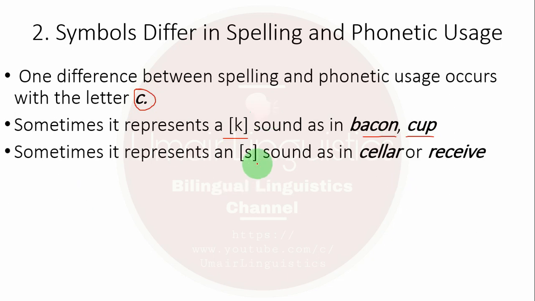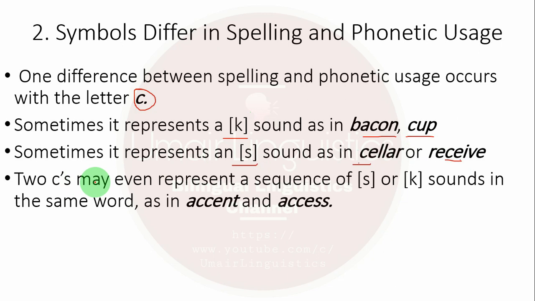Sometimes the same spelling represents other sounds. Like in cellar, we do not say keller, we say cellar. In receive, we say receive. Once again, sometimes even when two C's occur together, they represent a sequence of k and s sounds. For example, here we say accent, access. So when two C's appear together, they may represent a sequence like this: accent, access.